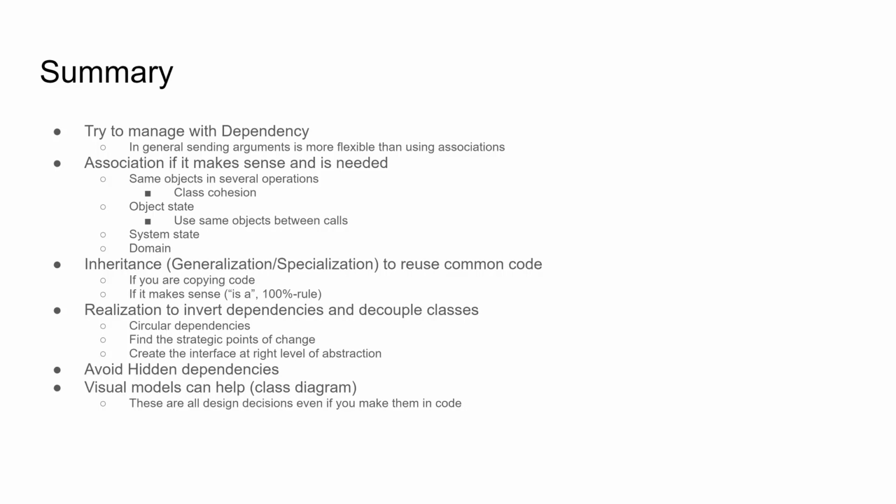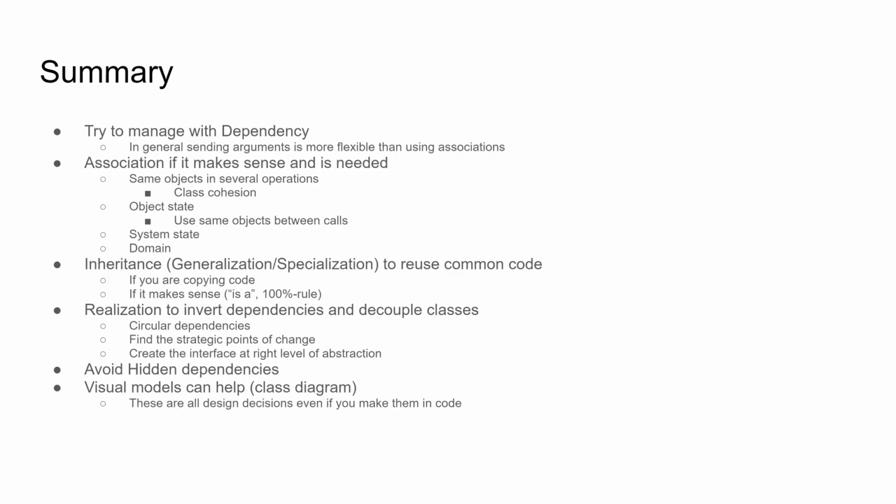You can use realization to invert dependencies and decouple classes even further. So watch out for circular dependencies and make sure you find strategic points of change. And this is not easy. For example, in the dice game, the point of change is the type of game that you want, and it can be radically different types of games. Then we create an interface and try to get the right level of abstraction there also. Not too much detail, but also not too simple.